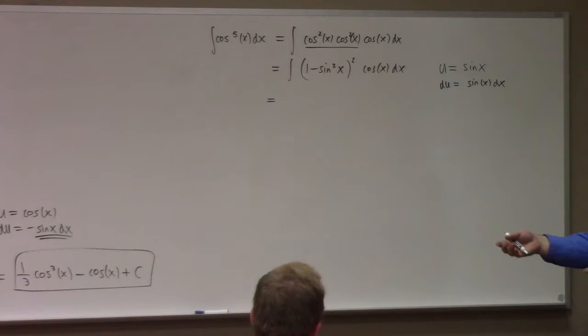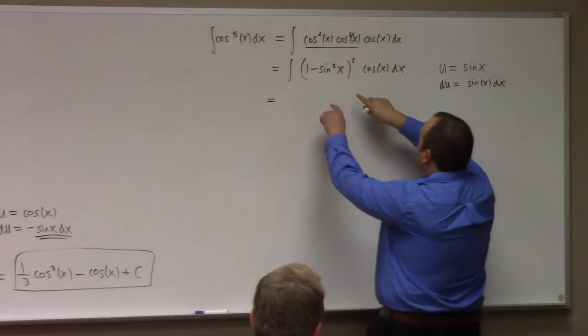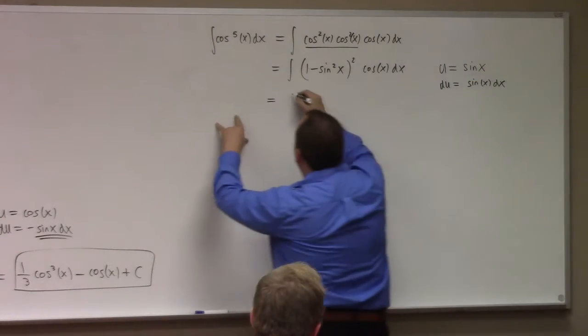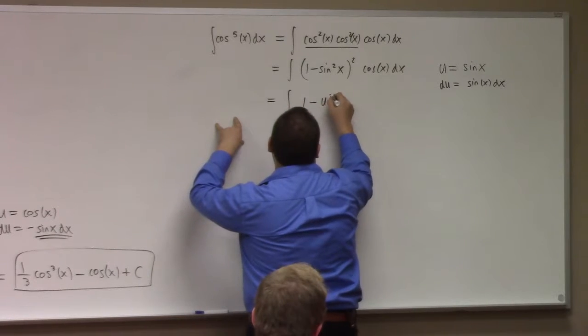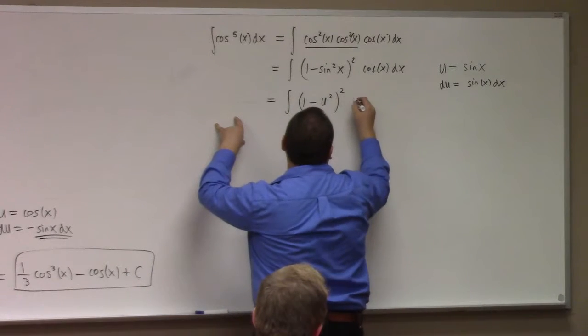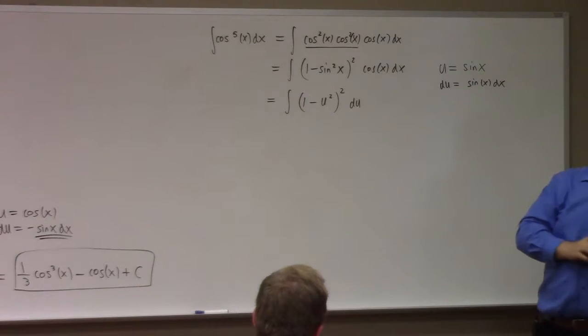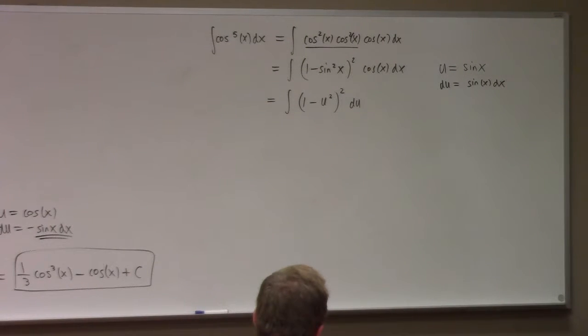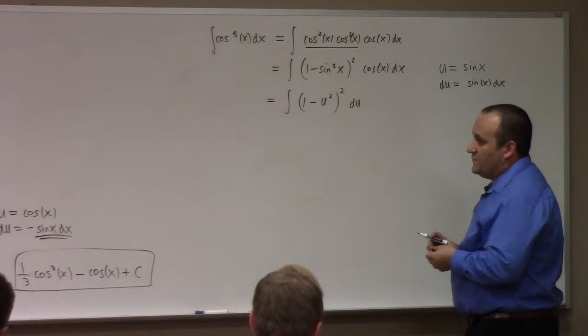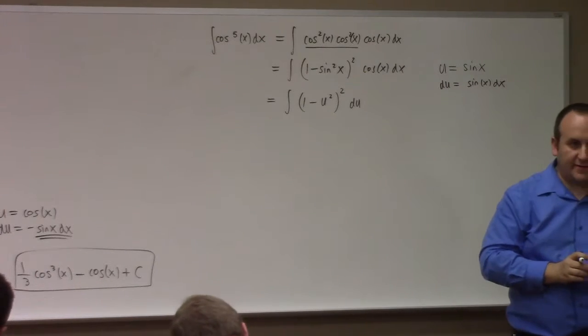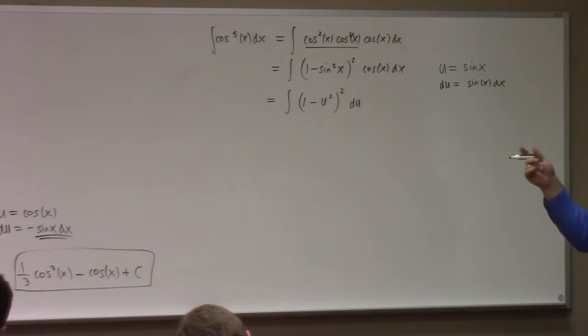But see, the reason to do this is that when I make u equals sine x, this becomes the integral of 1 minus u squared, quantity squared, du. So you're using the other identity, sine squared plus cosine squared is 1. You have to use both identities. For odd powers, we can basically just work off the Pythagorean identity. For even powers, we need the half angle stuff.